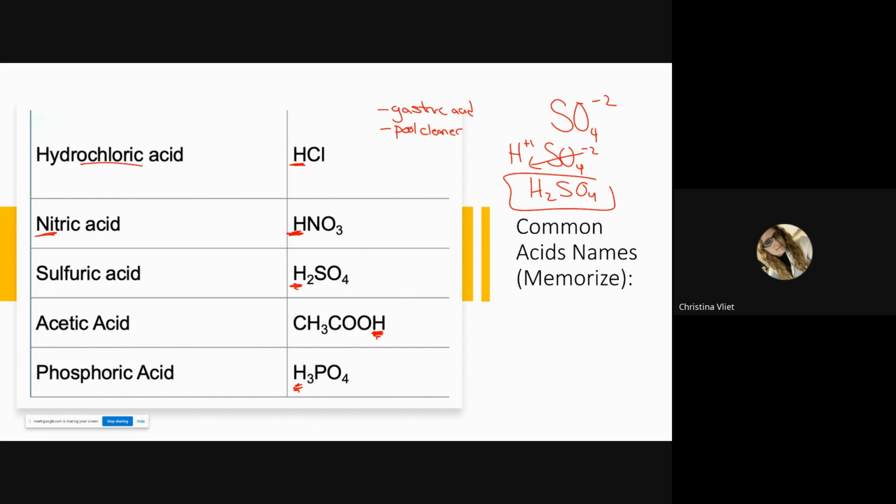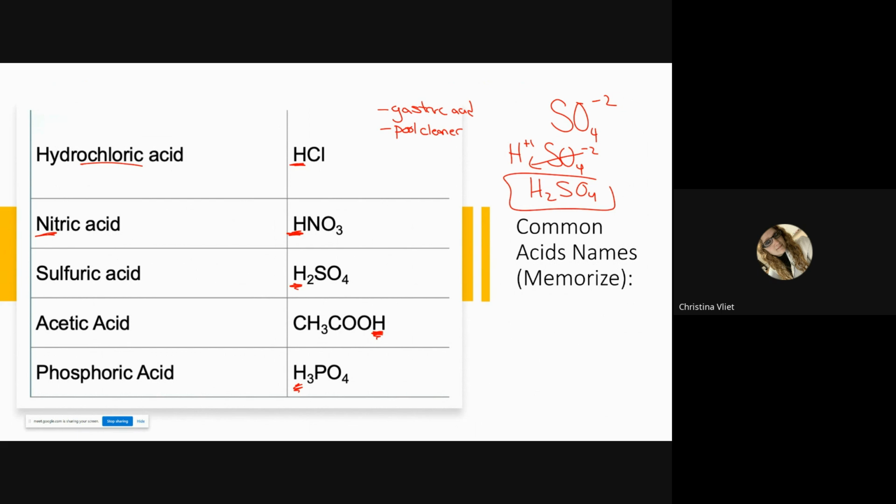Sulfuric acid, that is battery acid. If you've ever had to change a battery in a car, or seen a family member change a battery in a car, they have to be real careful about it because of the sulfuric acid. It's a very dangerous acid. Acetic acid: have you ever had salt and vinegar potato chips before? That's the acid that's in that. Vinegar acid is acetic acid.